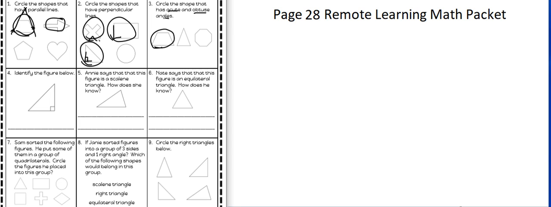Identify the figure below. All right, what has a right angle? And it's a triangle. So it is what we call a right triangle.